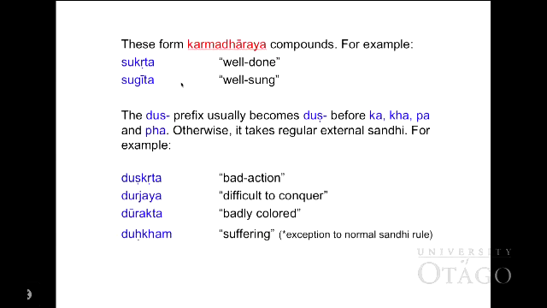So these form karmadharaya compounds. For example, sukrita, well done. Sugita, well sung. These prefixes usually become dus and dus before ka, kha, pa, pha. Otherwise, they take regular external sandhi. Examples: duskrita, bad action; durjaya, difficult to conquer; durakta, badly colored; dukkha, suffering. Exception to normal sandhi rule.